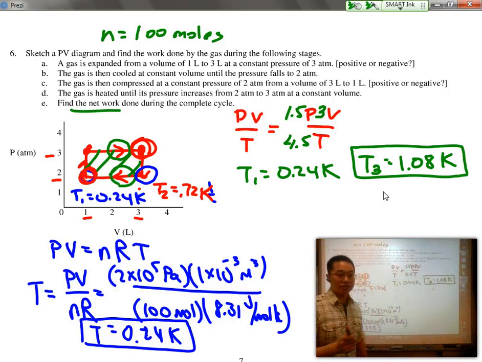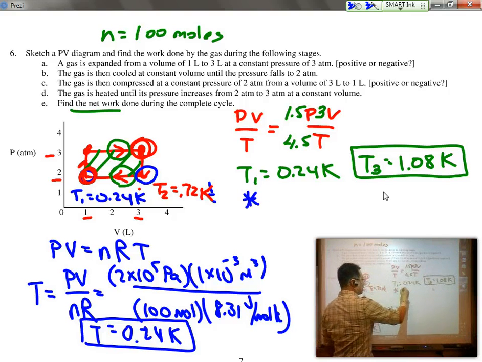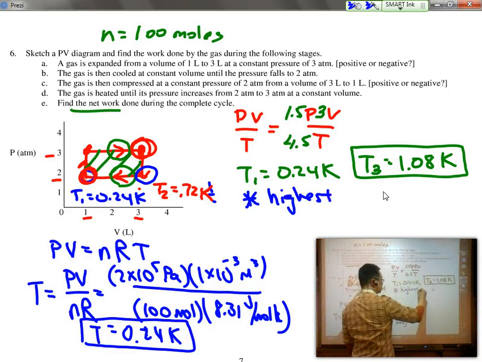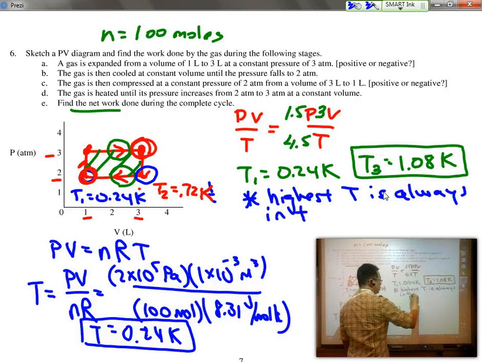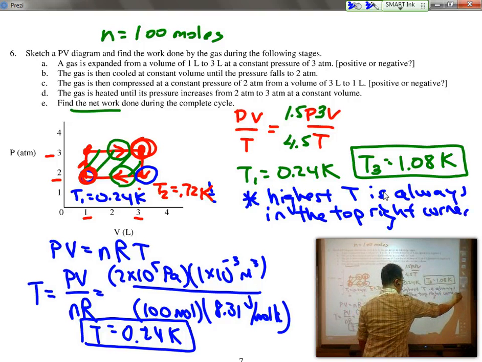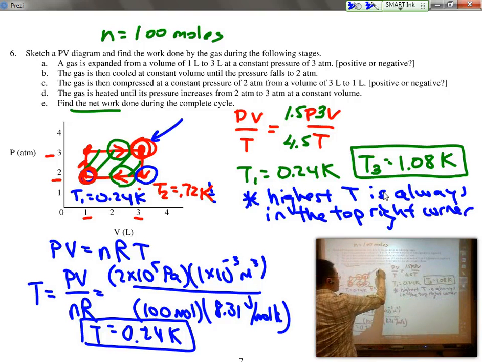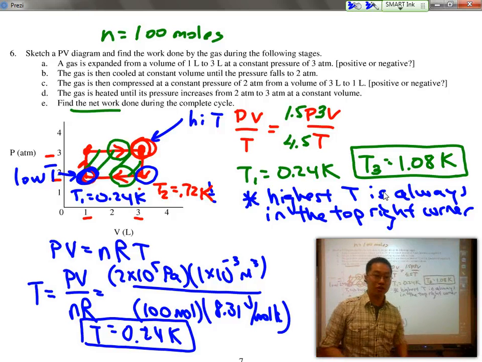Okay. Notice, and this is something you should absolutely keep track of, the highest temperature is always in the top right corner. That's always the highest temperature. The bottom left point, as you can see, will always be the lowest temperature. Okay? So top right is always the highest temperature, bottom left is always the lowest temperature.